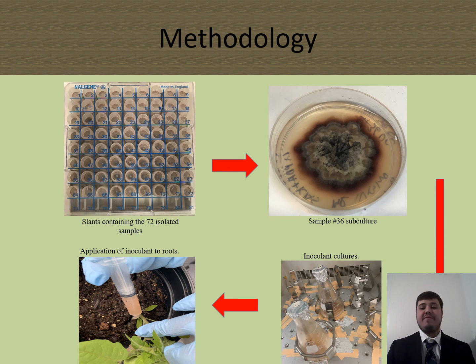To test for beneficial effects that these symbionts can produce, we first must take the isolated sample and perform subculturing to confirm that it is pure. Next, we will make inoculating cultures. After we have enough inoculant, we can then apply it to the roots of the plants and observe them.